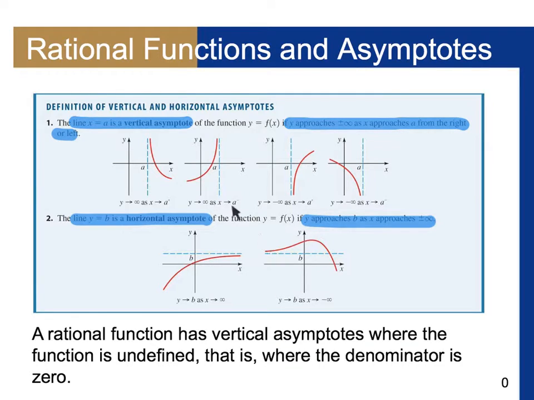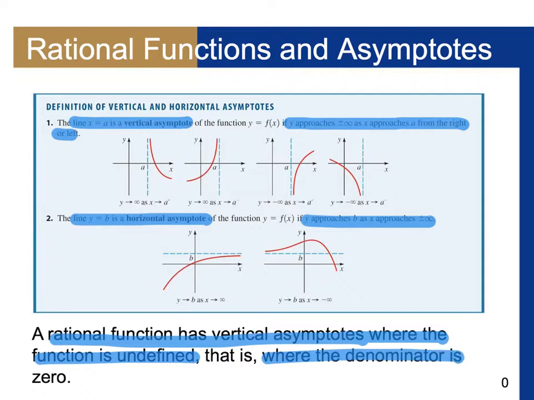Okay. Now, there's a difference here. When you have a vertical asymptote, you can never cross it. It's where the function is undefined. You can't have the graph there. But you can cross a horizontal asymptote. Okay, not way out here, but in between you can cross it. So horizontal asymptotes you can cross, vertical asymptotes you cannot. Okay, so we can say a rational function has vertical asymptotes where the function is undefined. So that's the first case, where the denominator is 0.